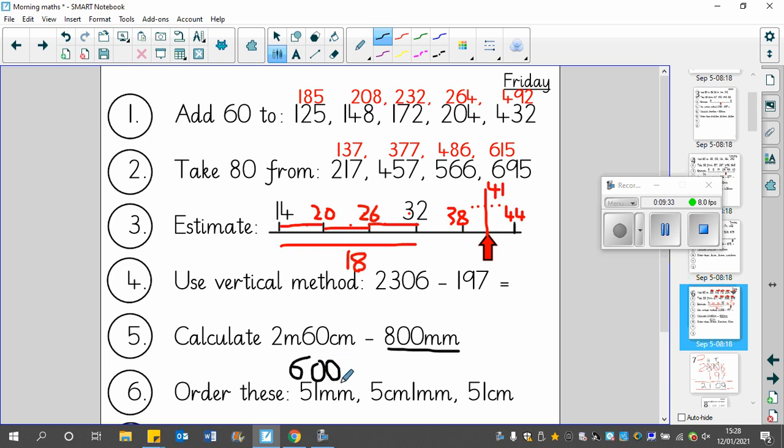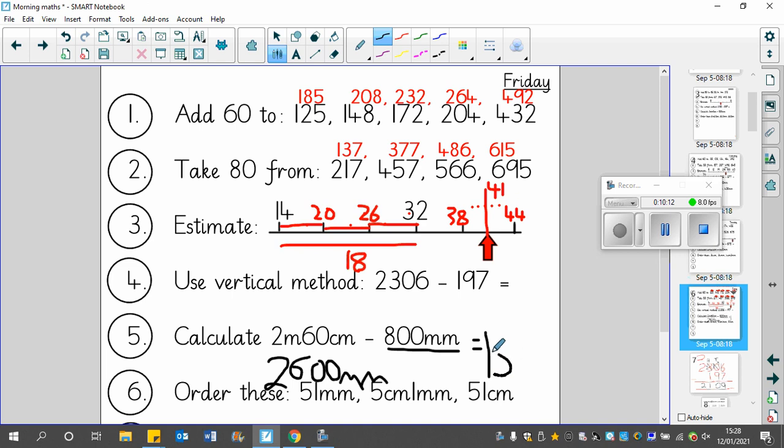Okay, so 600 millimeters. Now, 2 meters, right? 1 meter is how many millimeters? So 2 meters is going to be 2,000 millimeters. So we've got 600 there, so if we put a 2 there, that's now in the thousands column. So now we've got 2,600, take away 800.